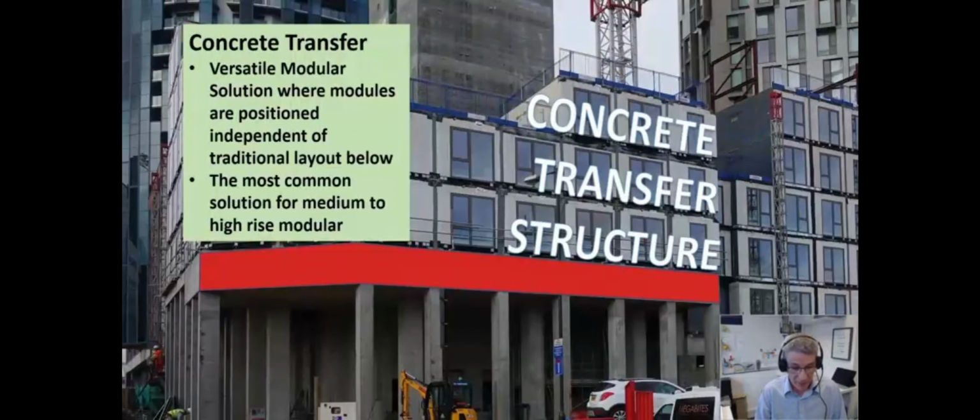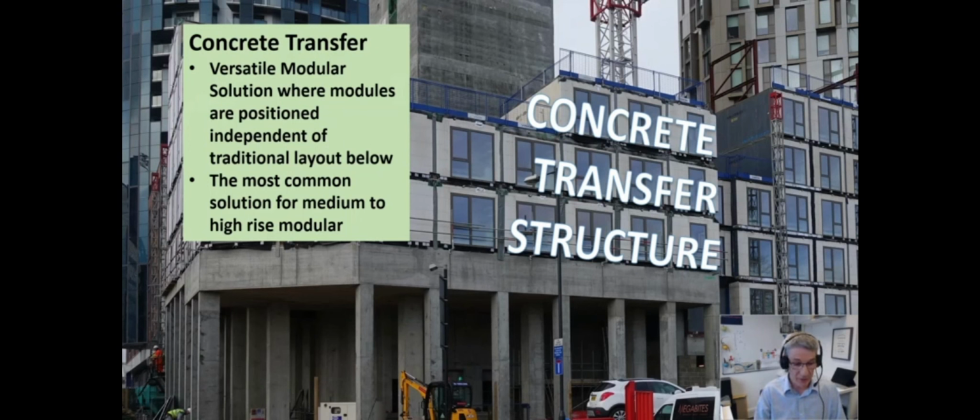The concrete transfer slab provides a versatile solution allowing modular layouts that are completely independent of the structural grid below. This is the most common solution for medium to high-rise modular construction. The concrete slab is good for fire, it's flexible for layouts, it provides quite a stiff structure for loads, it has an ability to handle secondary issues, and is good as a working platform.